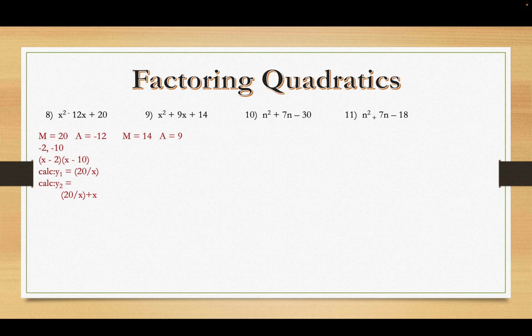Okay, let's take a look at the next one. In this problem, you need to multiply out to 14, and you need to add up to 9. So the question is, what numbers multiply out to 14 and add up to 9? Well, the answer to that is 7 and 2, which means your factors are x plus 7 and x plus 2. It's always the same thing on the calculator. For Y1, it's the last number divided by X. For Y2, it's that same exact thing in parentheses, plus X.